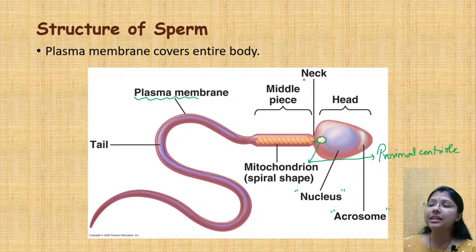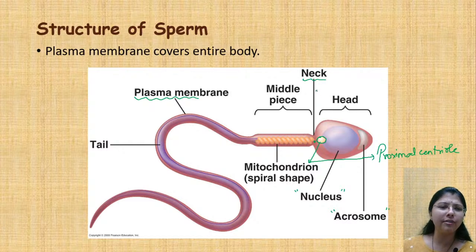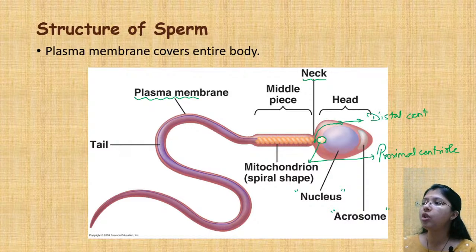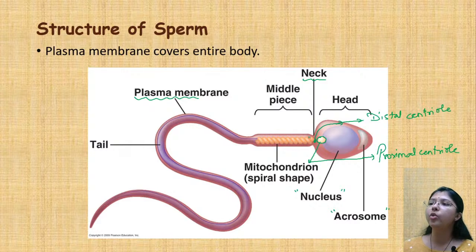Now, neck is the second part. Now, what is the function of neck? Just it connects the middle piece to the head. Okay, exactly इसी position पे जो है वो distal centriole बोलते हैं इसको. जो दूसरा centriole होता है, it is called as what? Distal centriole, and this distal centriole is going to form the middle piece and the tail of the sperm.